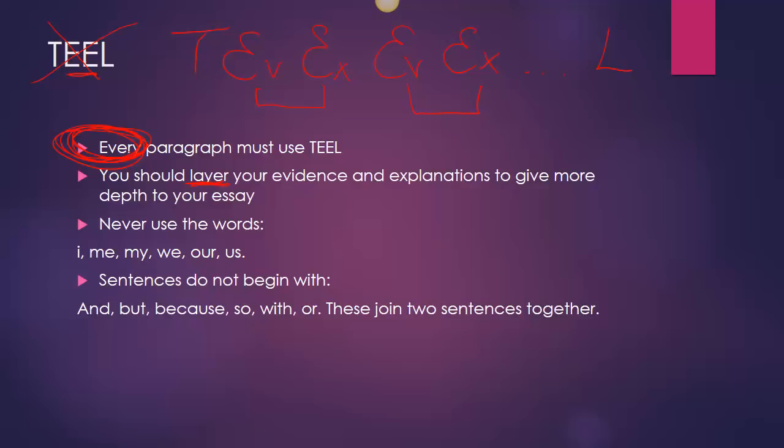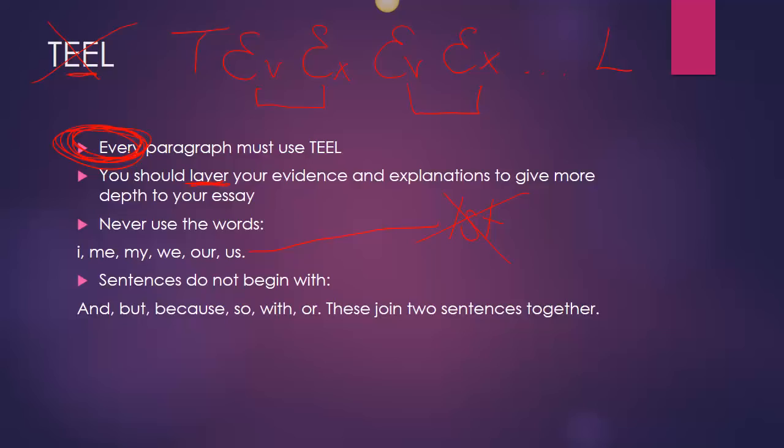The words that are banned from your essay are I, me, my, we, our, and us. That is to stop you talking in first person. No first person talking. These are my ideas. If I read that, oh my goodness, I will lose my plot. The other thing to mention is sentences for essays do not begin with and, but, because, so, with, or.